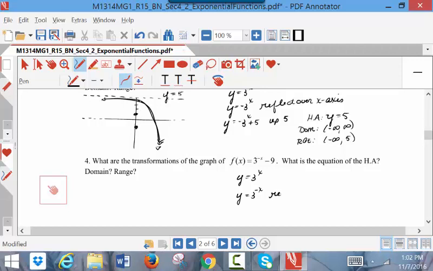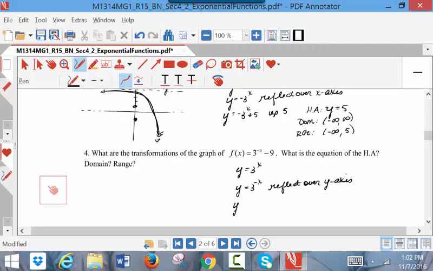So this is a reflection over the y-axis. If you take x and replace it with negative x, if you can visualize that, you're coming over the y-axis. Then, after you've reflected it, you subtract 9. That's going to take the graph down 9 units. So 3 to the negative x minus 9 is now down 9 units.